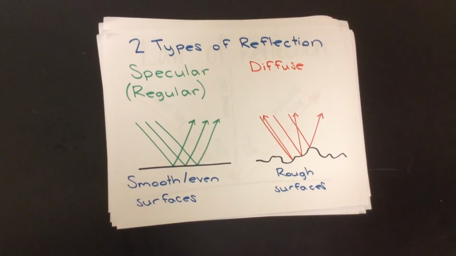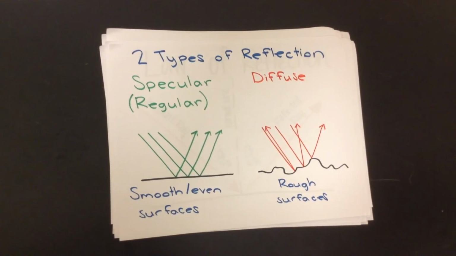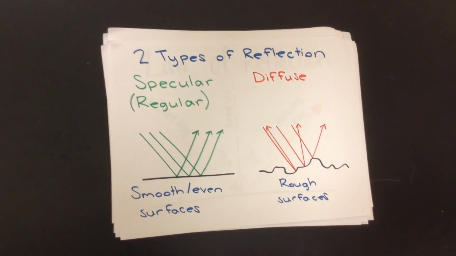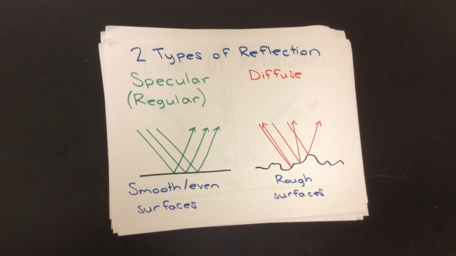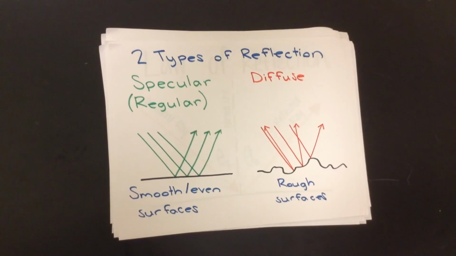On rough surfaces, each individual ray hits a differently sloped and angled surface, so each ray is reflected in a different direction. So when driving at night, your headlights reflect diffusely off of the pavement, creating the sparkly effect you see on the road.